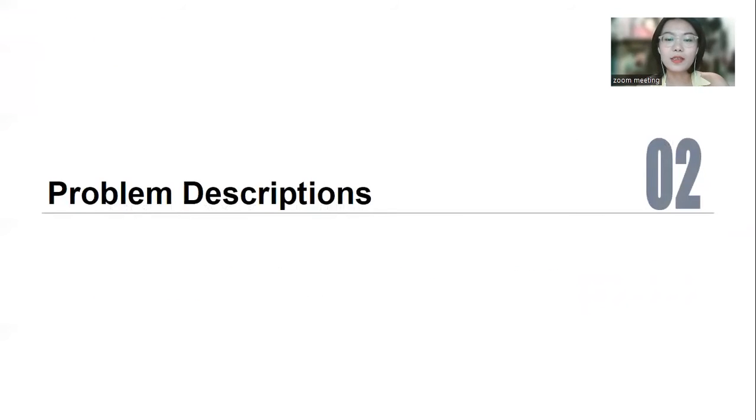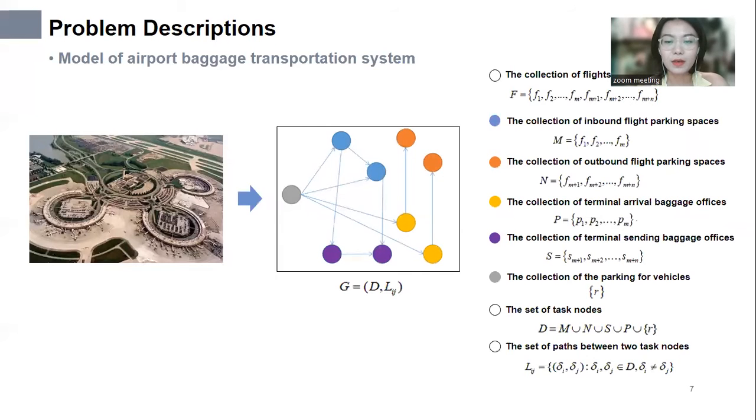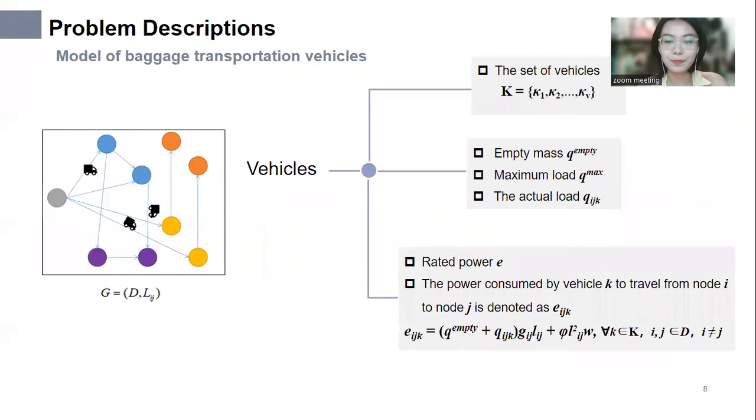The second part is problem descriptions. To describe the problem of baggage transportation in airports precisely, we abstracted the real airport baggage transportation scenarios into a directed graph and built a model of the airport baggage transportation system. The symbols and their corresponding meanings are displayed.